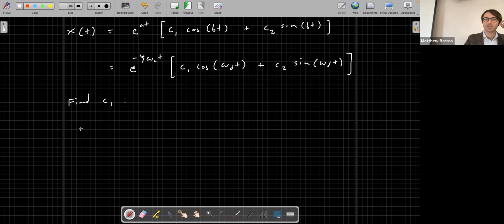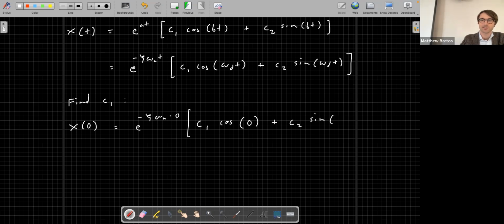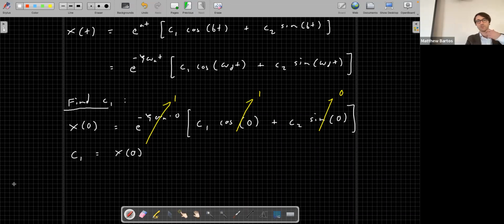Right, we apply our initial conditions. So let's apply the initial condition for the displacement first. What we end up with, if we substitute in 0 for t in this expression, we get e to the negative zeta omega n times 0 times c1 cosine of 0 plus c2 sine of 0. Okay, what happens to this term here? Goes to 1. This term here, 1. This term here, 0. Very good. And so what we end up with is c1 is equal to x0. So that's just kind of a review of what we did last time.